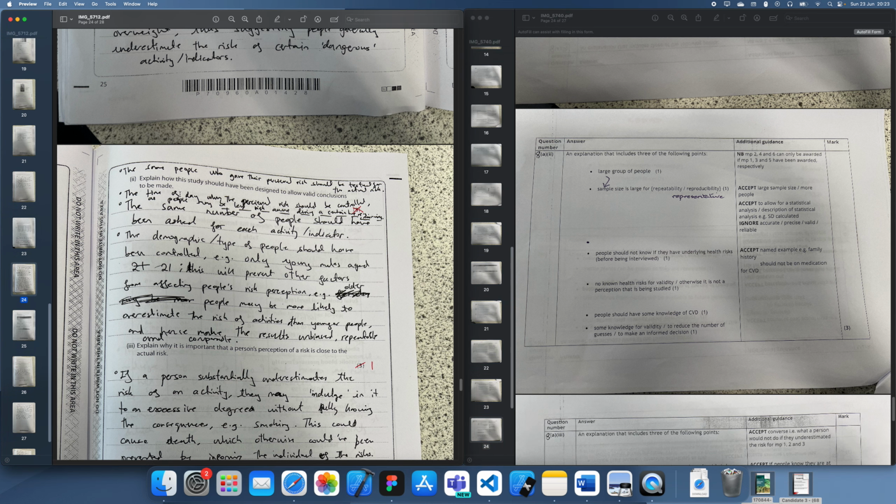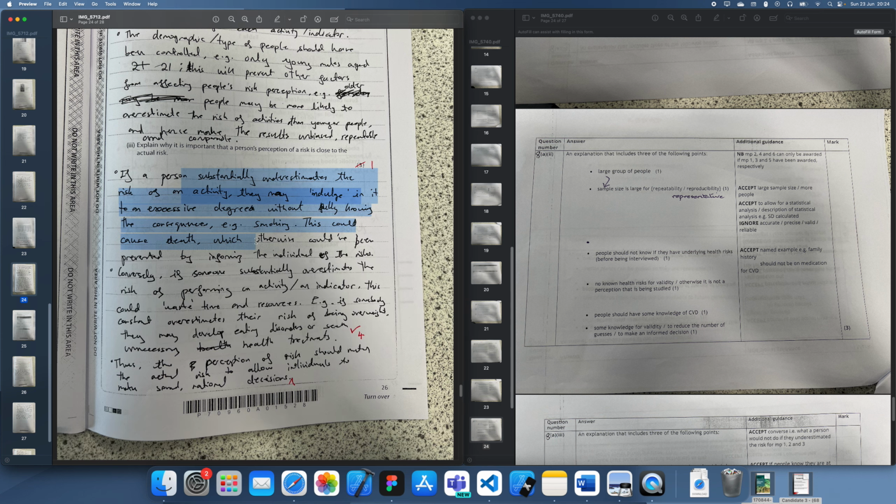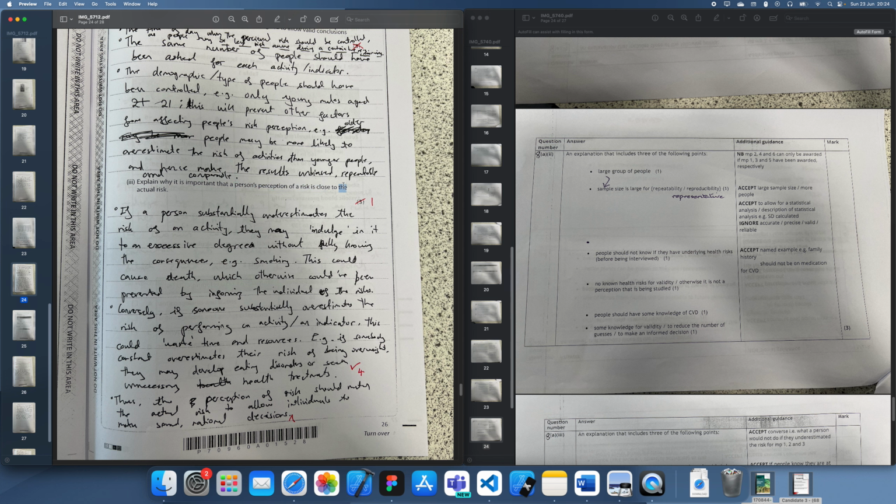So one marking point was a large sample size. I do not think I said that. I really mostly talk about control. No known health risks. So yeah, you should control the people themselves, not the conditions, but they should have no knowledge of their health conditions that might skew results. Yeah, I suppose just make sure you talk about large sample size for these kinds of questions. Only I lost another 2 marks there, which is so annoying.